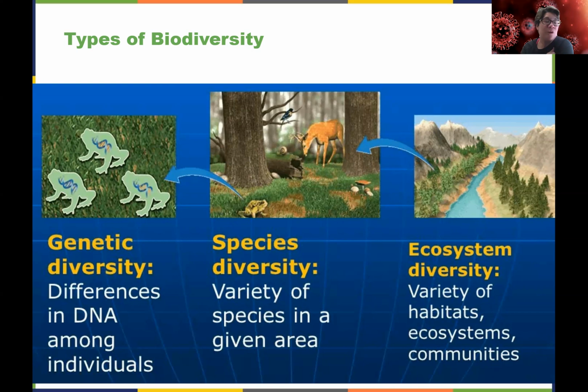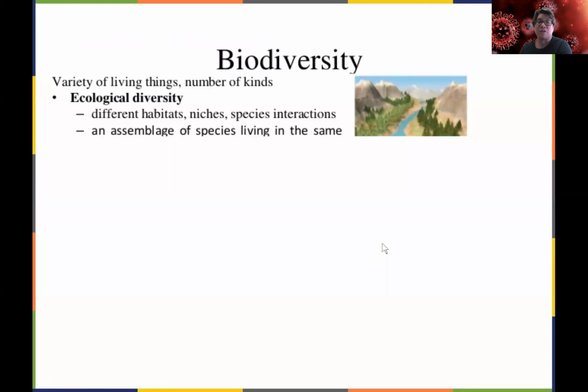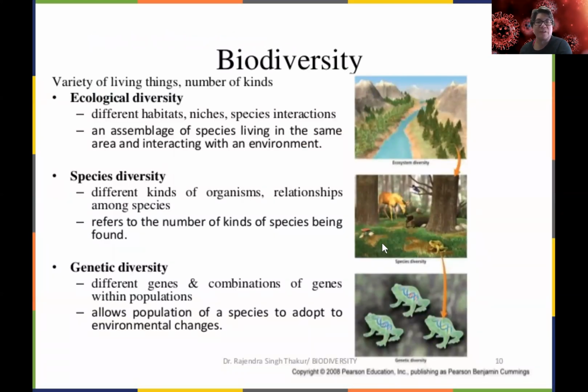And then we can go lower than that. We can go to genetic diversity and see that we're looking at different allele frequencies in a population and how we can protect those differences. And so we need to consider all 3 levels when we're talking about biodiversity. And here's another look at that too. So ecological diversity is looking at those habitats and niches. Species diversity is the number of different species, and then genetic diversity is more on looking at genes and combinations of genes.